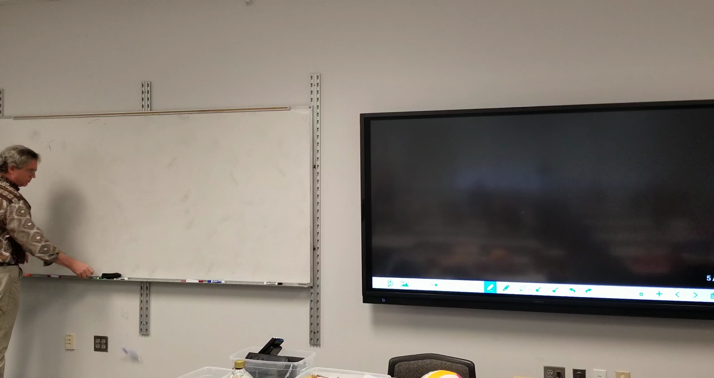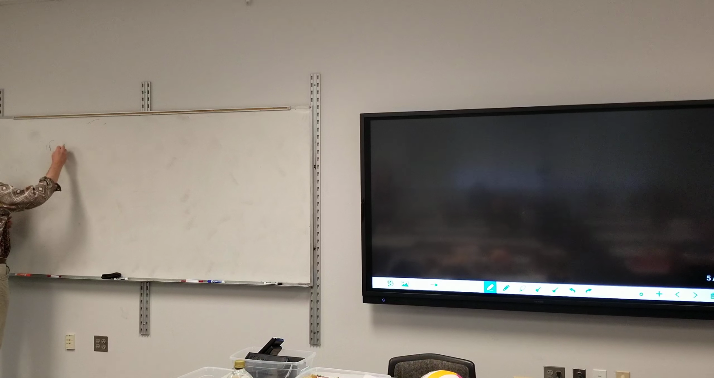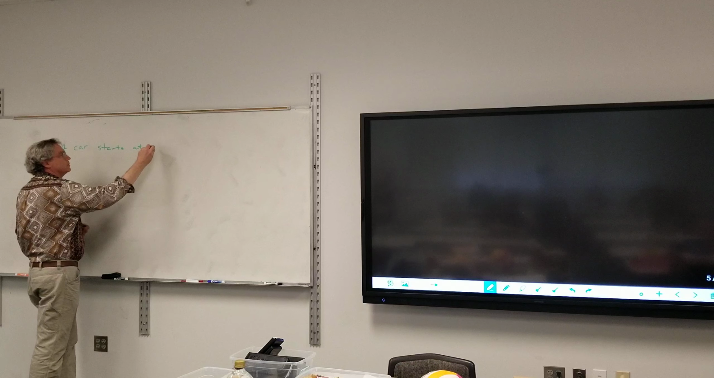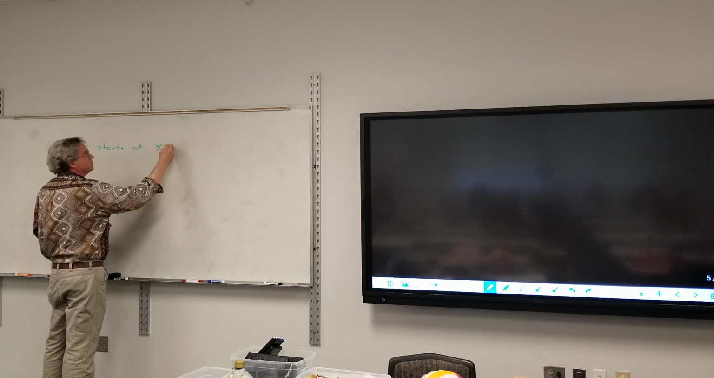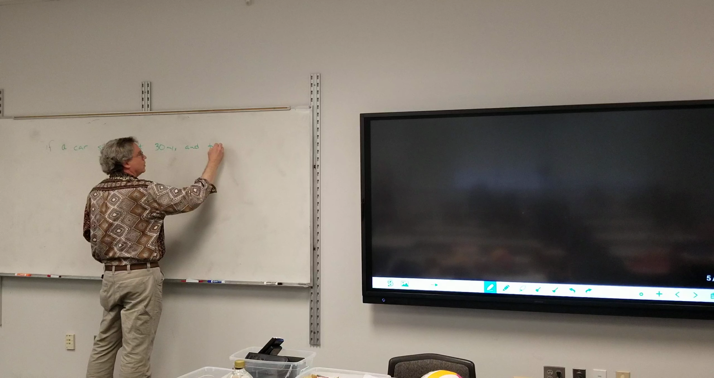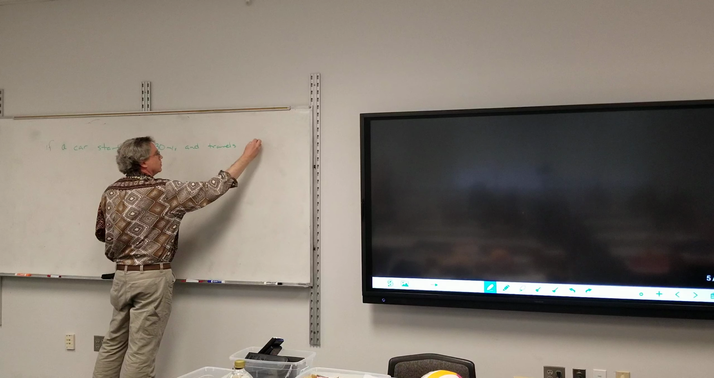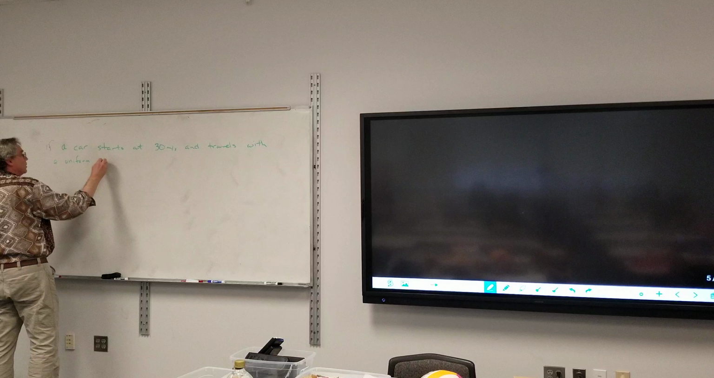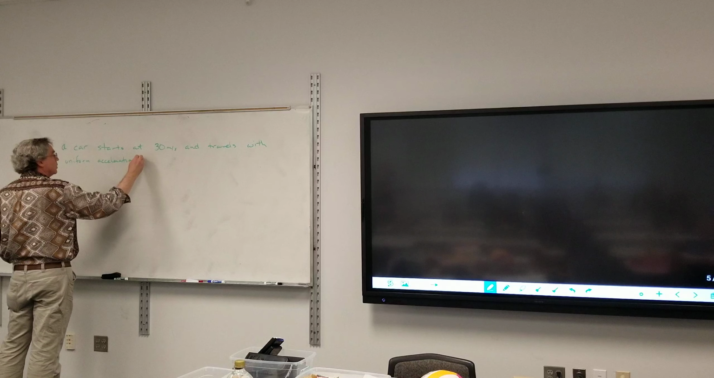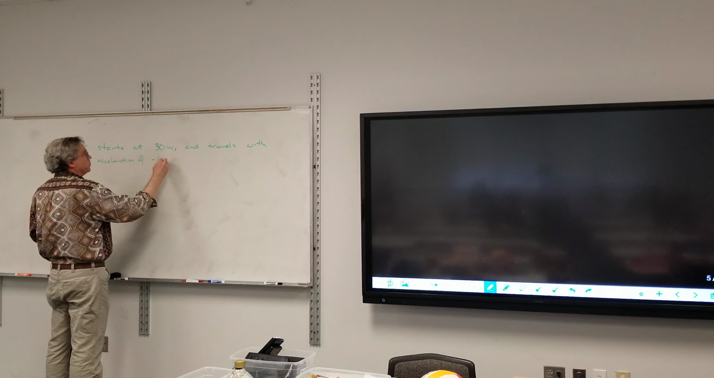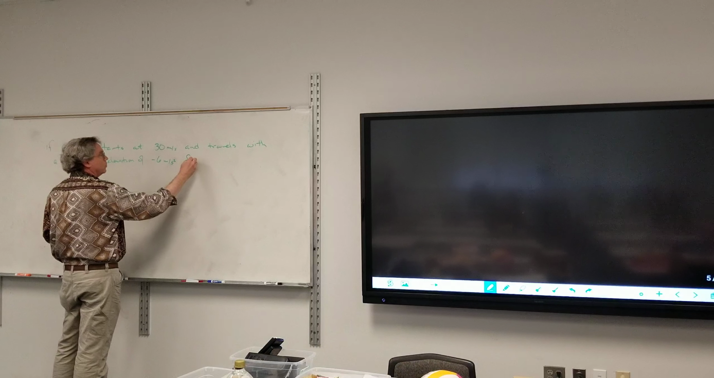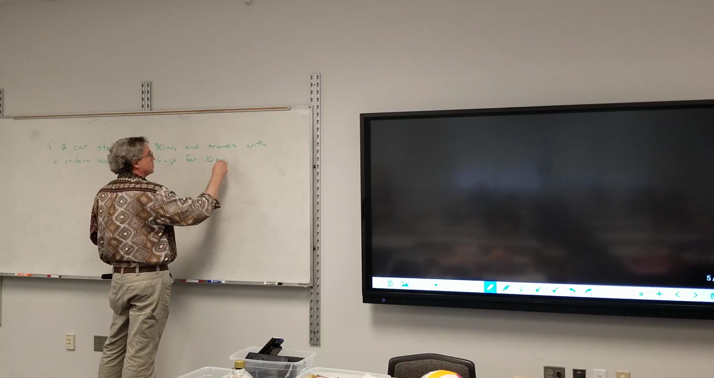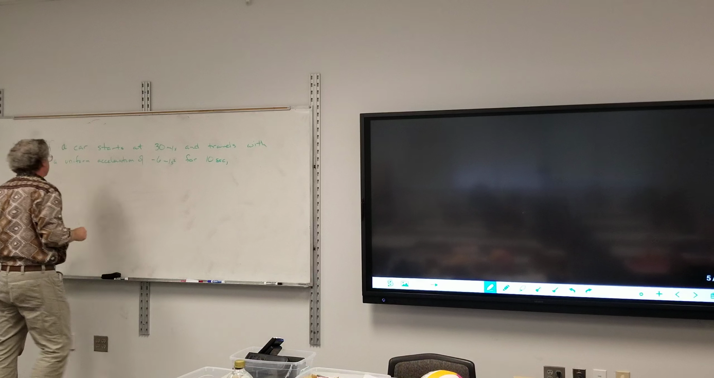Somewhere there's going to be a marker that it's dark enough in. A car starts at 30 meters per second and travels with a uniform acceleration of negative 6 meters per second squared for 10 seconds. So that's sort of the setup.